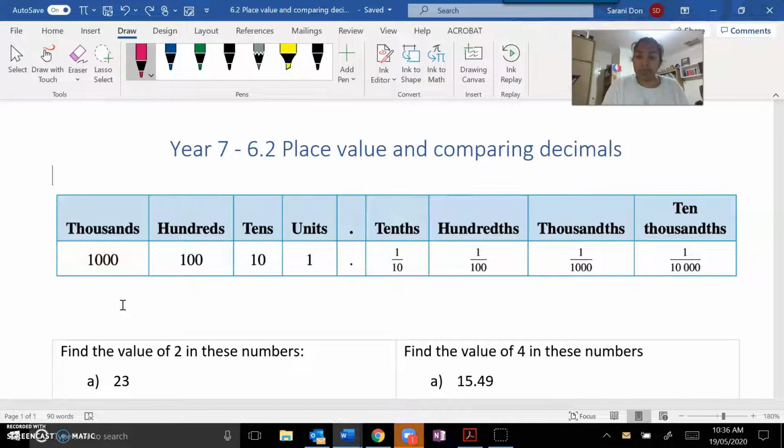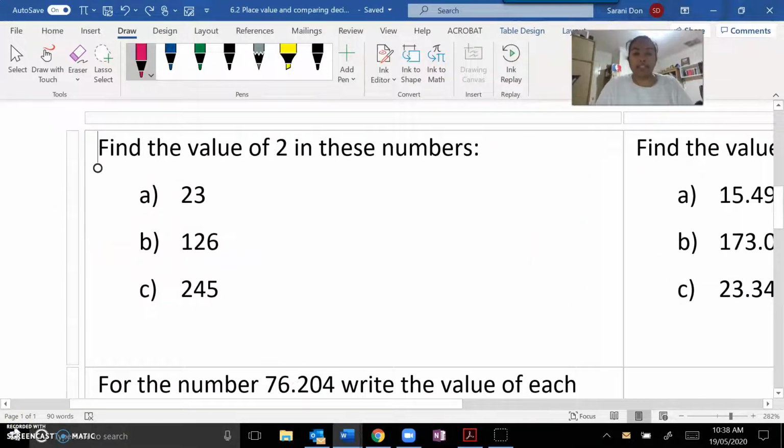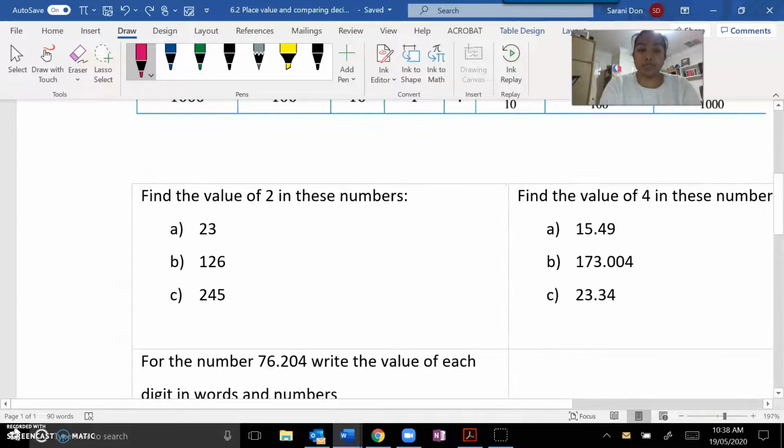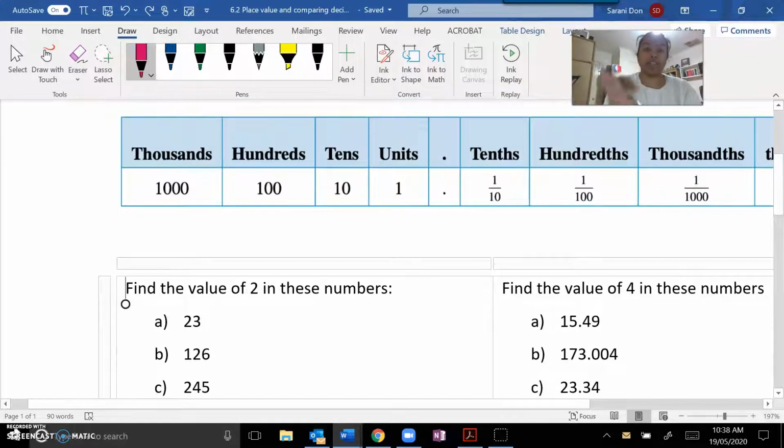So we're going to do some examples, and I'm going to go through how to use this table to help you. Most of you guys may already know it, but like I said, we're just easing in. Okay, let's have a look at this question here. It says find the value of 2 in these numbers. All we have to do is literally be like, okay, this is 23. What does that 2 represent? Is it the units, tens, hundreds, thousands, etc.?